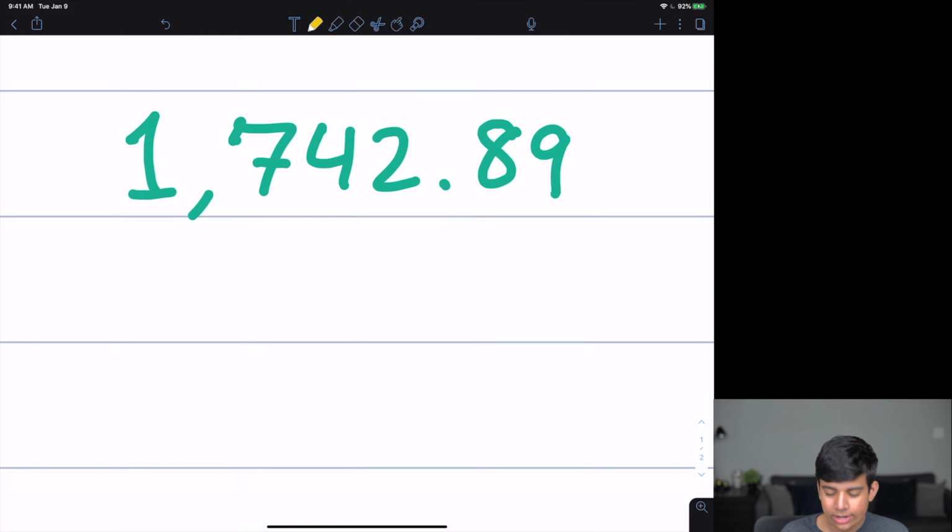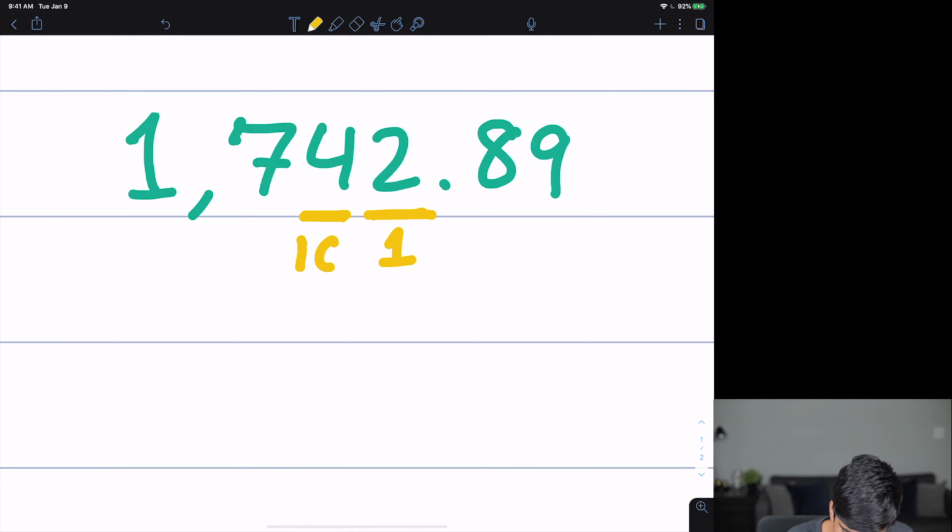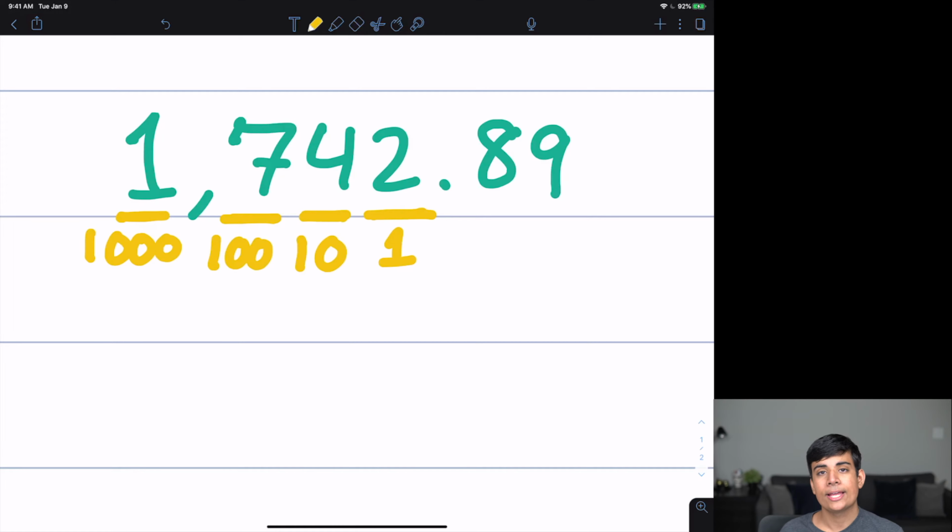So you can see over here, what is the ones place in this number? Well, the ones place is right over here. This is the ones place. Then right to the left of it, we have the tens place. Then to the left of this, we have the hundreds place. And to the left of this, we have the thousands place.